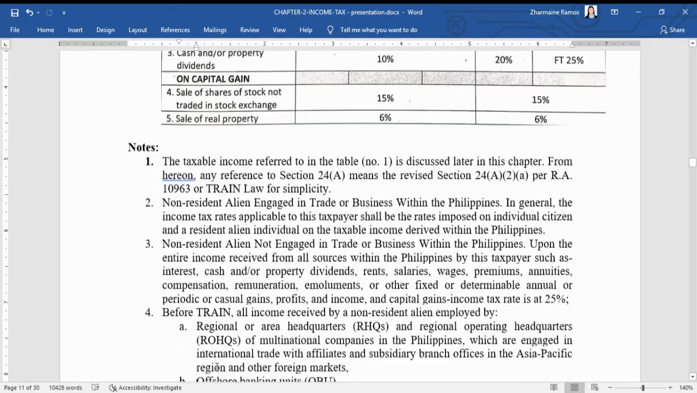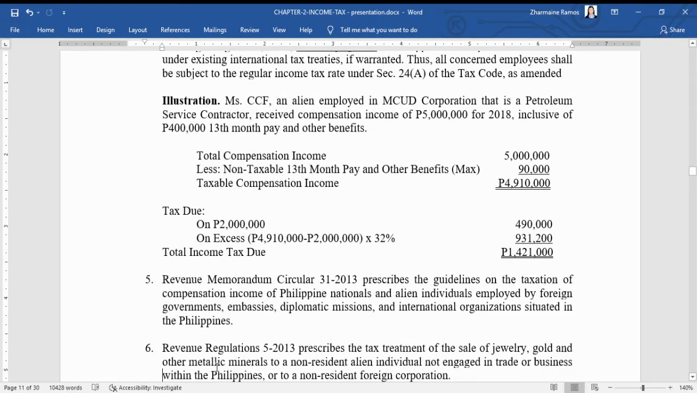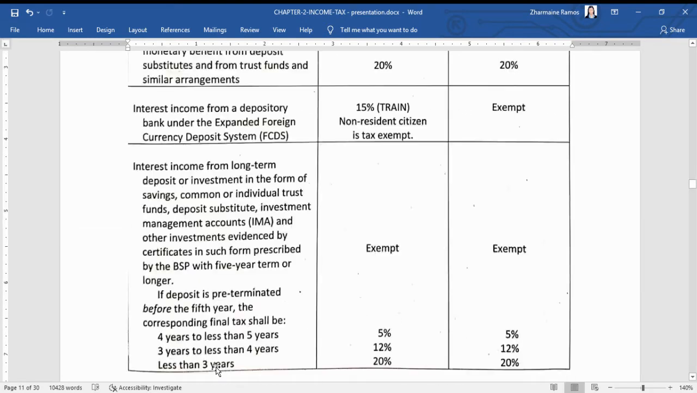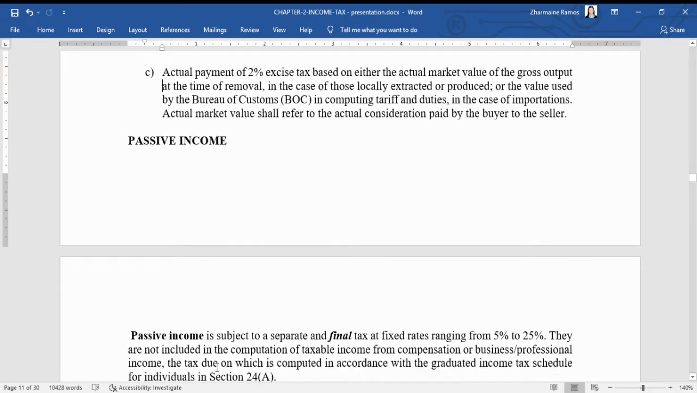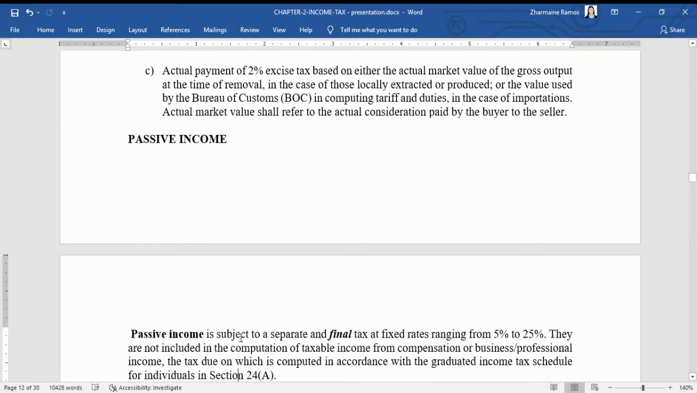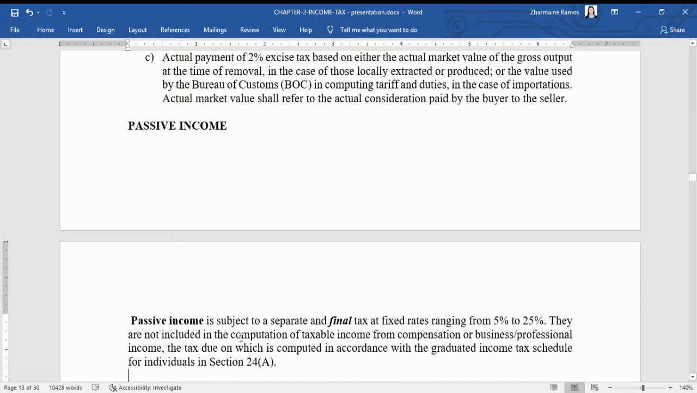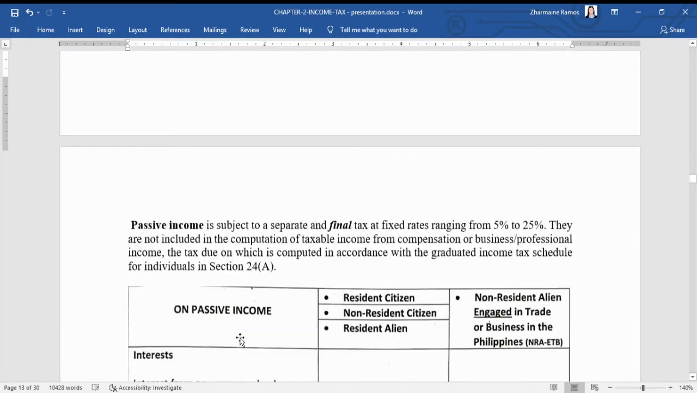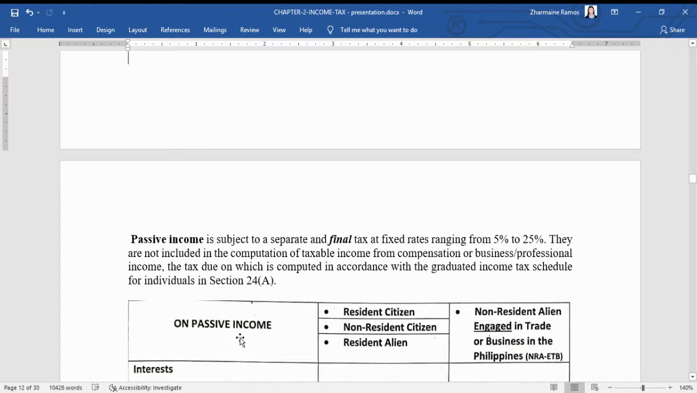Next is, let's discuss more on the passive income. So, kanina, nabanggit na natin yung passive income. So, it is subject to a separate and final tax at fixed rates ranging from 5% to 25%. So, iba-iba kasi siya, depende sa passive income. They are not included in the computation of taxable income from compensation or business professional income. Bakit? Kasi syempre, isa-subject mo na siya sa final tax.